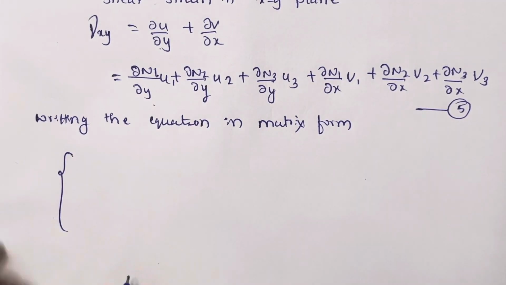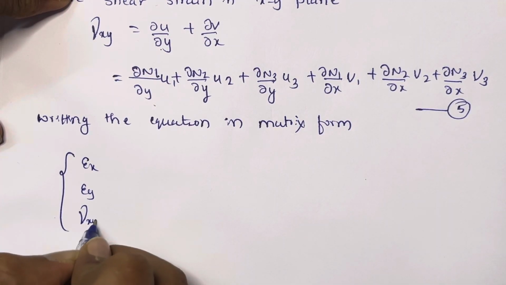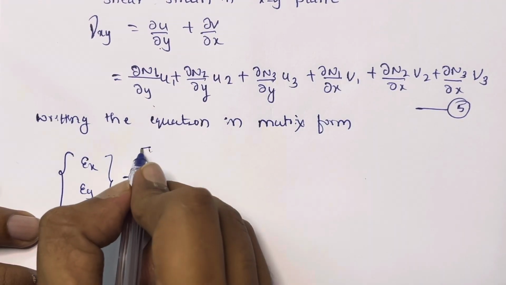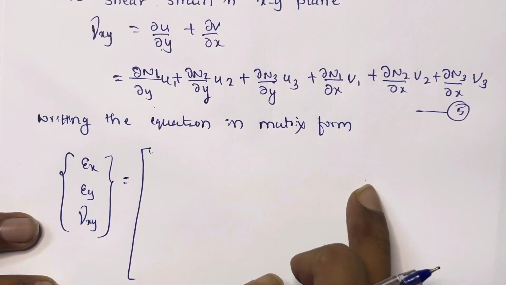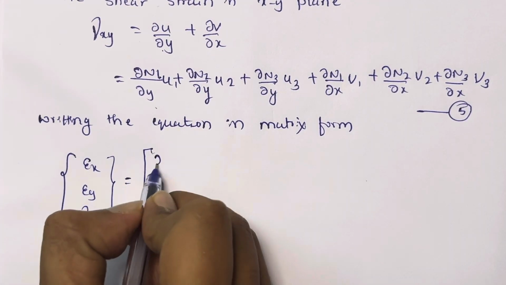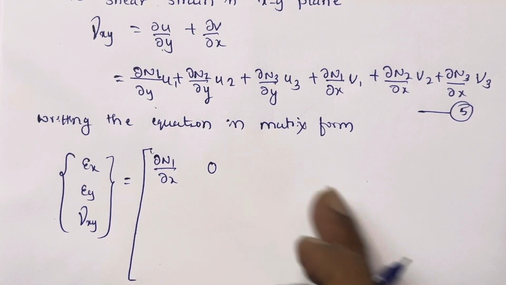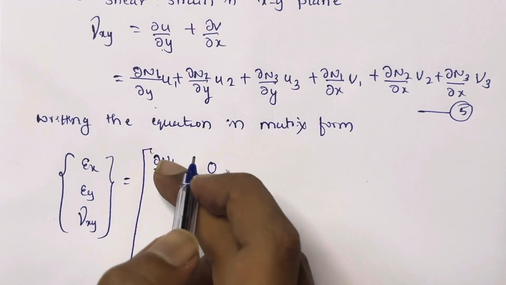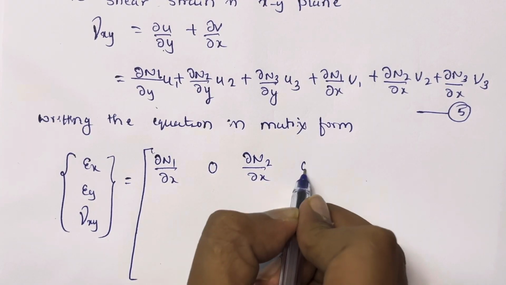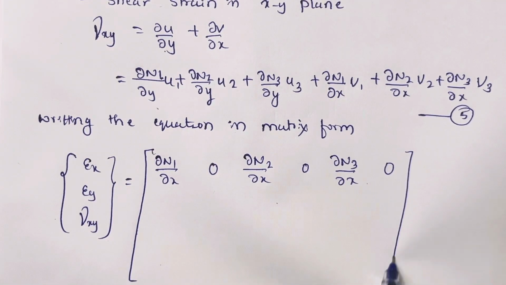See, here we have three equations: epsilon x, epsilon y, and gamma xy. Here I will write, first is related to strain in x direction, so that is dou N1 by dou x. The second will be 0 because here we have v. This is for u and this is for v. Similarly dou N2 by dou x, and this is 0, dou N3 by dou x, and this is 0.